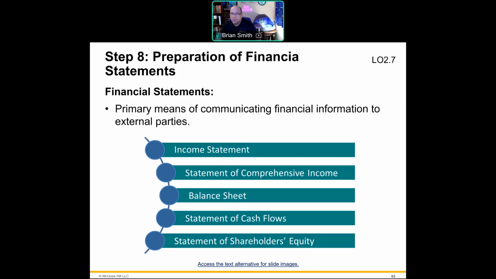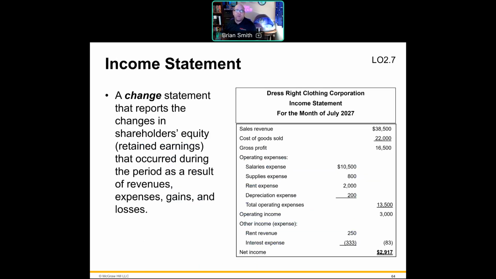Statement of comprehensive income is something that you haven't been taught either. It starts with your net income and then goes through some additional aspects of the company. Okay, it's not directly related to operations. So let's talk about those.